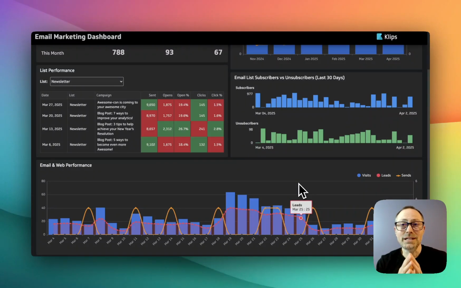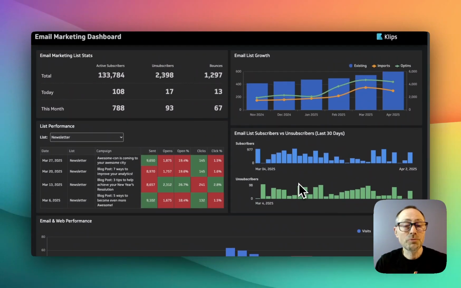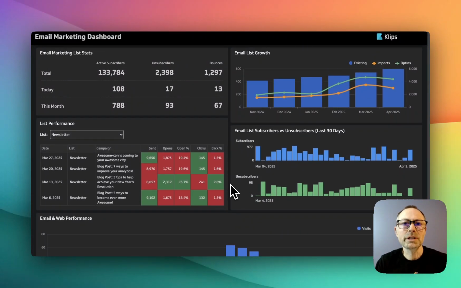And keep in mind, even today in 2025, email is still a really, really important way to message and to market what you've got. So this is a dashboard that hopefully will inspire and hopefully help your business grow.